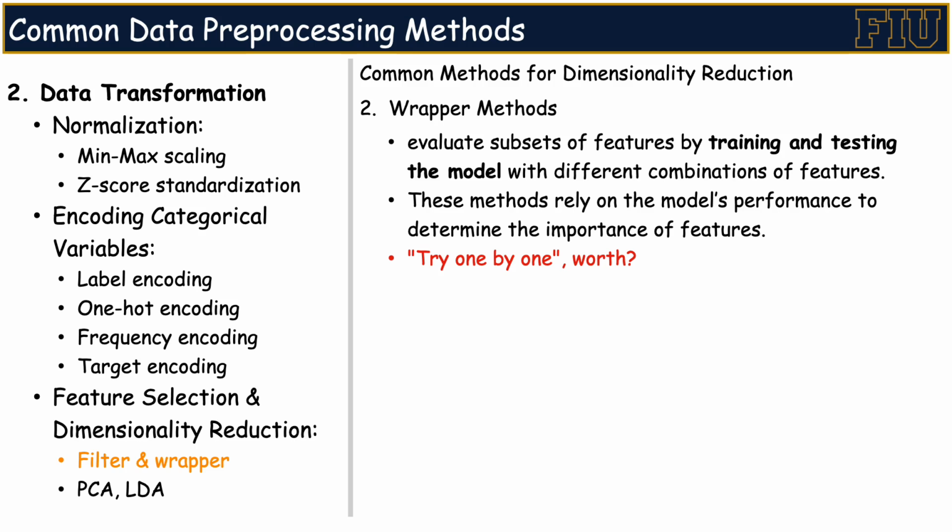Another solution is wrapper methods, where we evaluate subsets of features by training and testing the model with different combinations. This is essentially a trial and error approach. When using this method, we have to consider whether the cost is justified. While wrapper methods can work well for certain tasks, they tend to be quite expensive overall, so we won't delve too deeply into them here.